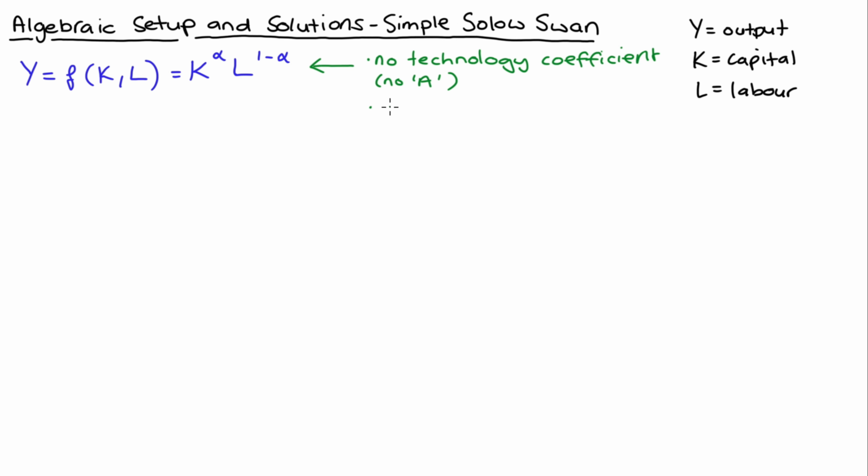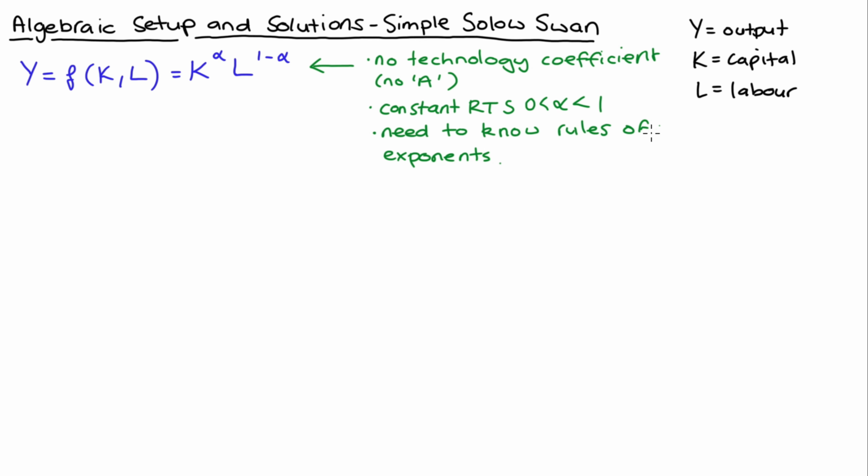The second thing to note is that we do have constant returns to scale, so alpha is defined to be less than 1 but greater than 0. Lastly, I should say that when we go through the proof, we will do some maths, but especially I will flag that you will need to know your rules of exponents. I have done a video on the rules of exponents. I'll link to it in the description below if you need any help with that.